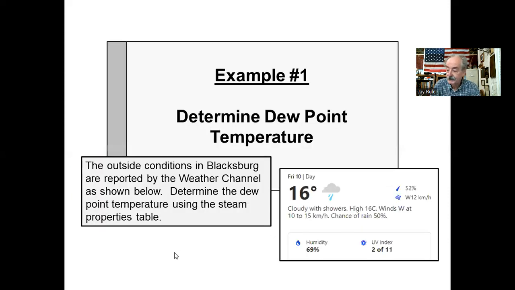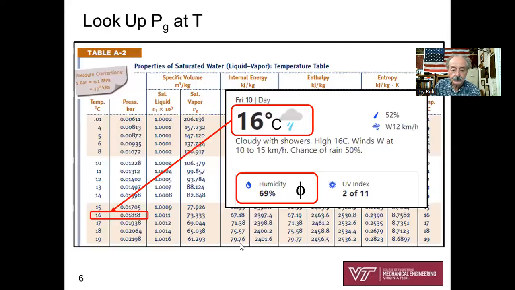And now we're going to get right into our example problem. So that took about 4 minutes of getting up to speed. Okay, outside conditions in Blacksburg are reported by the Weather Channel as shown over here. Determine the dew point temperature, because the Weather Channel isn't reporting it. They could calculate it, but they're not reporting to you at what temperature the dew will form at night when it's cooling. I'm going to show you how to do this.